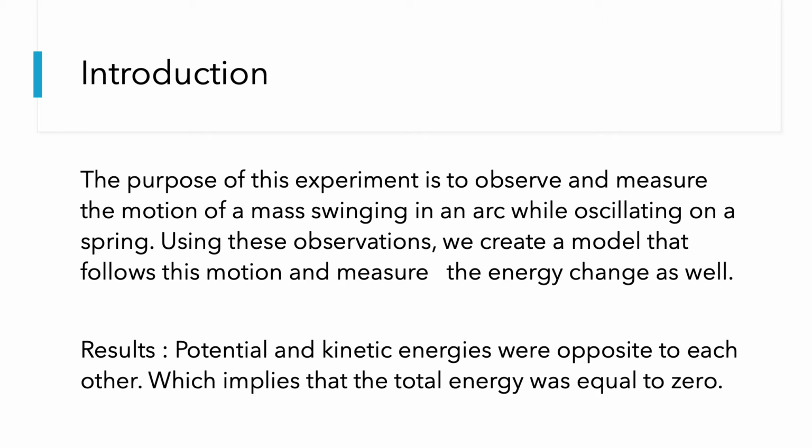Introduction. The purpose of this experiment is to observe and measure the motion of a mass swinging in an arc while oscillating on a spring. Using these observations, we created a model that follows this motion and measured the energy change as well. Our results were that the potential and kinetic energy were opposite to each other, which implies that the total energy was equal to zero.